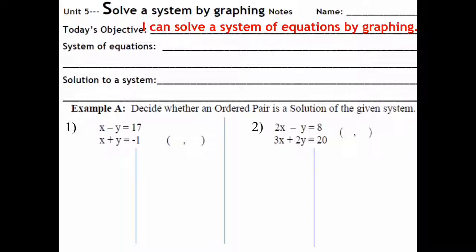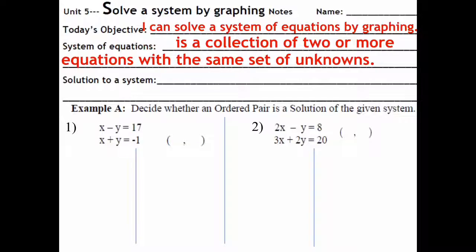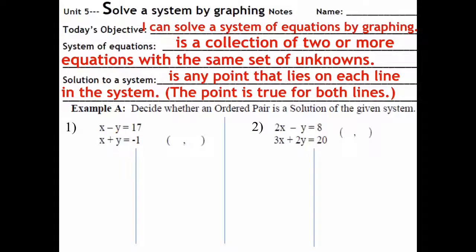Now before we actually solve a system by graphing, we need to know what a system is. A system of equations is a collection of two or more equations with the same unknowns, the unknowns being the variables. Now the solution to a system is any point that lies on each of the lines of the system, right? Also, you can say that it's true to both equations.